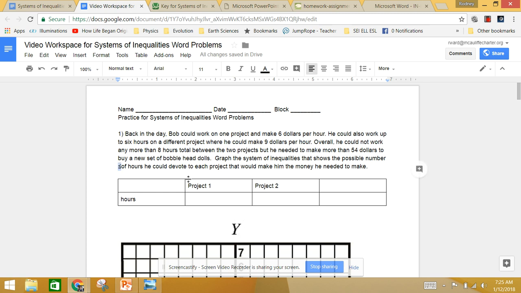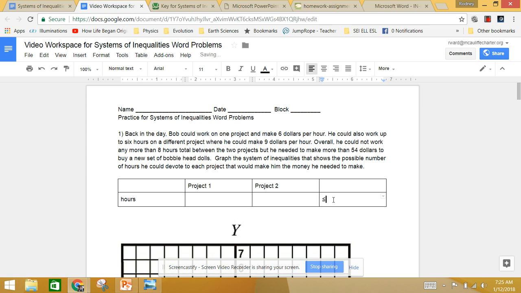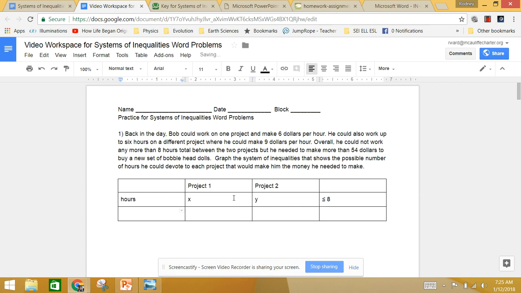So I know that whatever my hours is has got to be less than or equal to 8 overall. I'll call the hours in project 1 X and the hours in project 2 Y. So my sum of those two has to be less than or equal to 8 because I cannot work any more than 8, but we can assume we could work 8 or we could work less than 8.